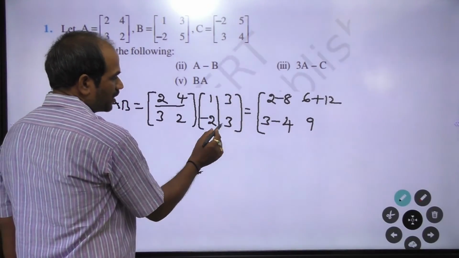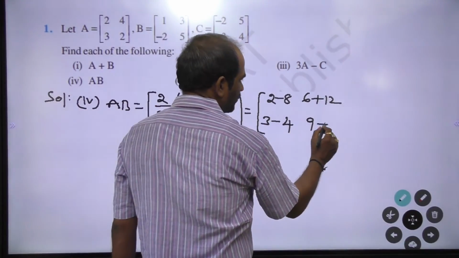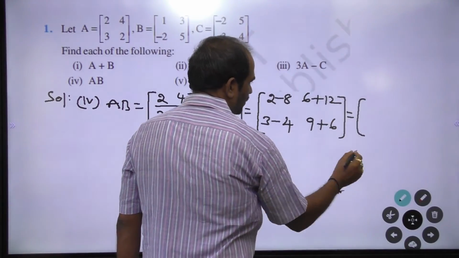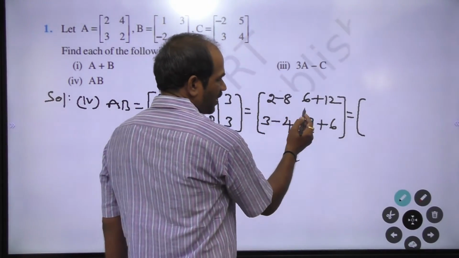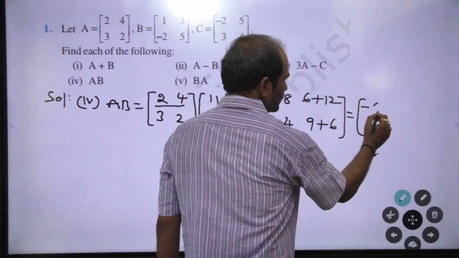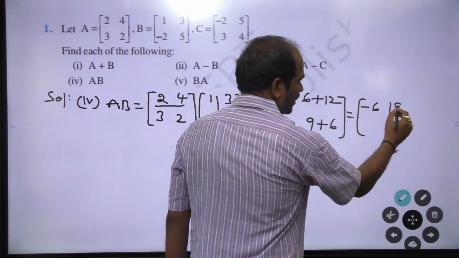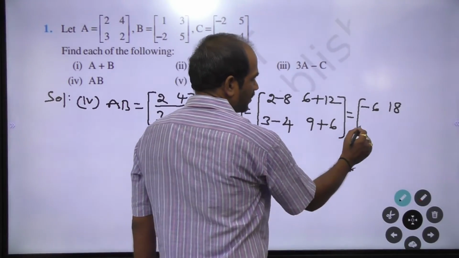Next, 2 into 3 is 6, so that is equal to, see here, 2 minus 8. 2 minus 8 is minus 6. Next, 6 plus 12 is 18. 3 minus 4 is minus 1.